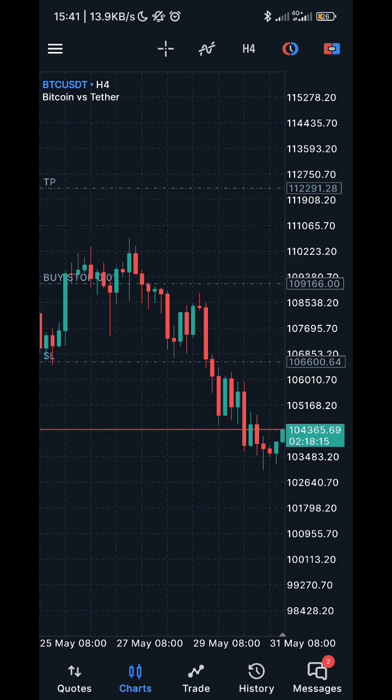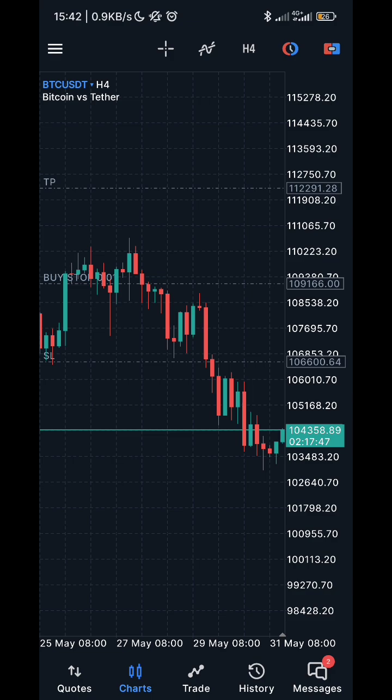So the difference between stops and limit: in a sell limit or buy limit, you are expecting that once the market reaches your entry, it reverses. So if it's a sell limit, the market is buying. Once it gets to your entry, it reverses into a sell. If it's a buy limit, the market is selling. Once it gets to your entry, it reverses into a buy.